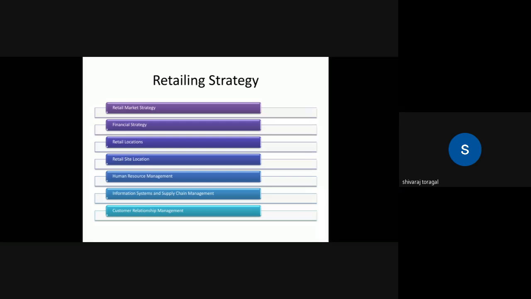Then we also have customer relationship management, CRM, which will help you to hold your customers for a longer time with you, or maybe forever sometimes. Or how best you are going to deal with the customers, making those customers very loyal to your store as well as the brands of the stores.